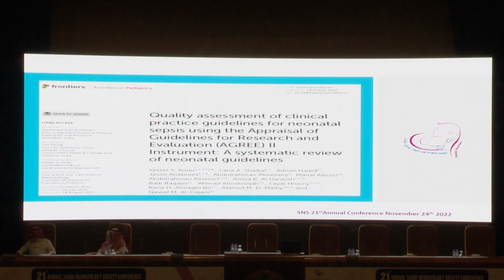Our guideline, this is really a huge work done by the Saudi Neonatal Society. I really want to thank our leader, Dr. Jassim. With all this, we don't have a unified standard guideline in neonatal sepsis. This is what we actually need, and they did a quality assessment of clinical guidelines. It is a systematic review. They retrieved more than 4,000 records, and they compared four guidelines. It will be published soon, as Dr. Jassim mentioned. Really, I want to thank them for including me in this guideline.